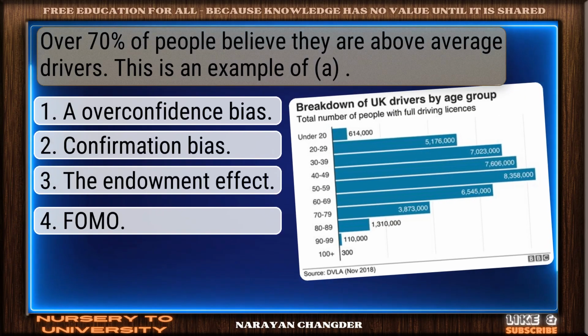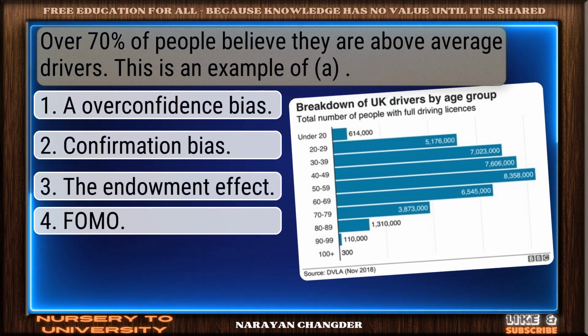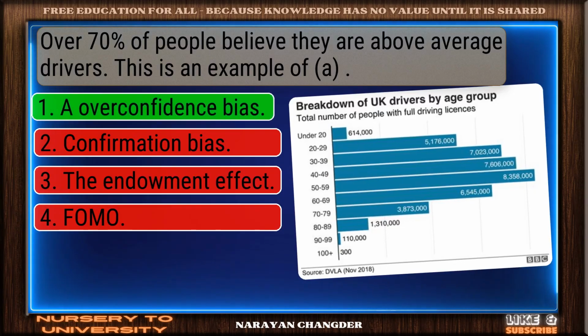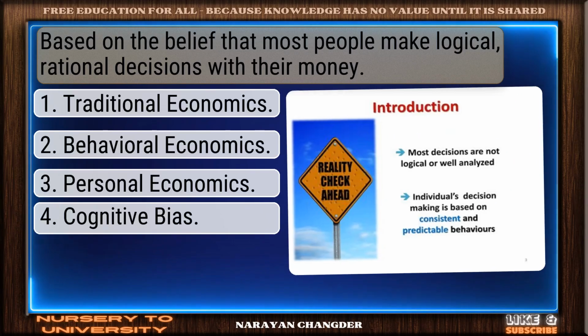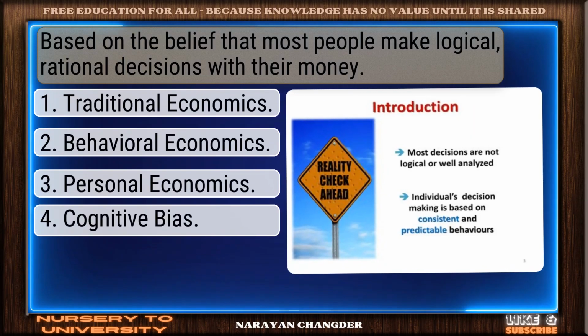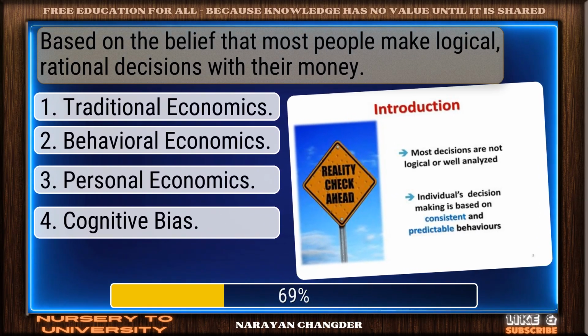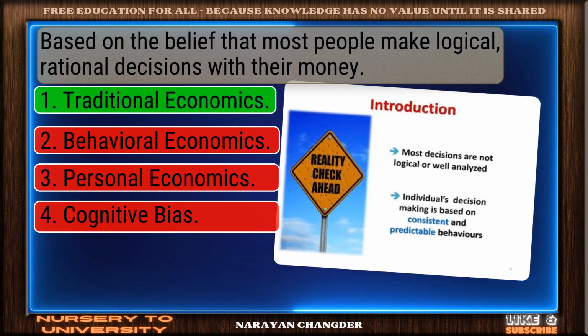Over 70% of people believe they are above average drivers. This is an example of strong choice. A overconfidence bias is the right answer. Based on the belief that most people make logical, rational decisions with their money. Valid point. Traditional economics is true.